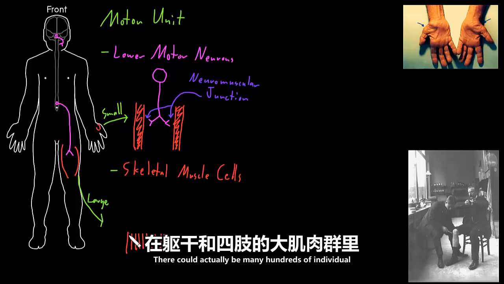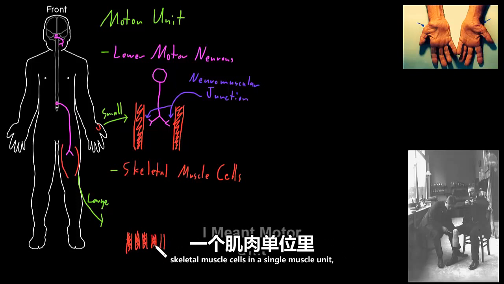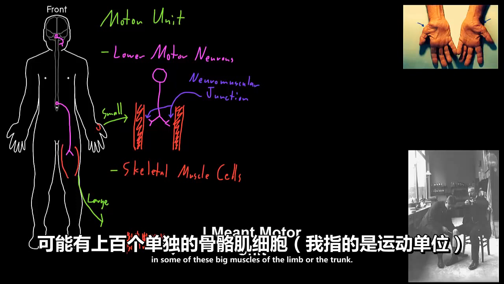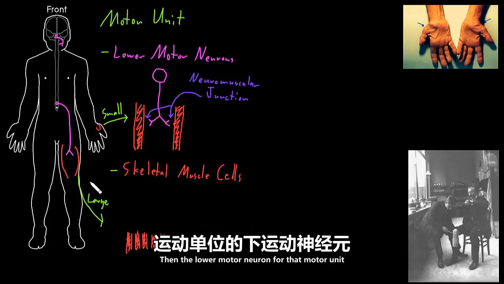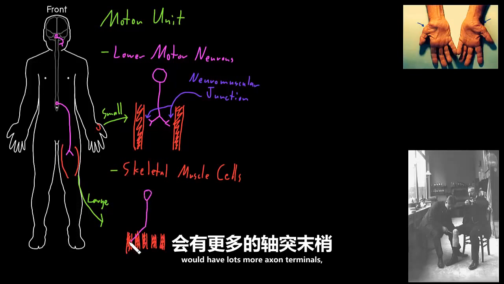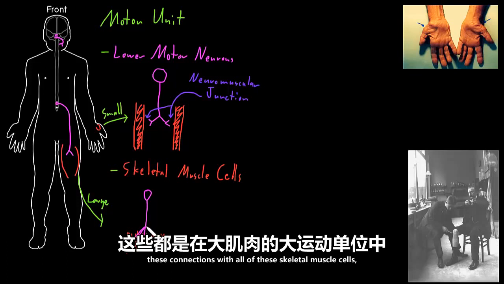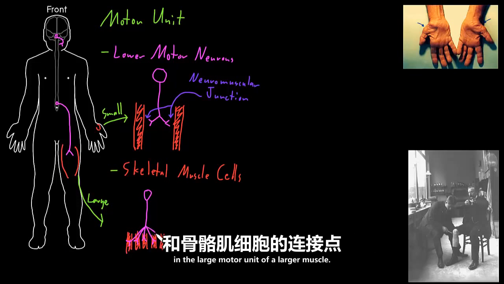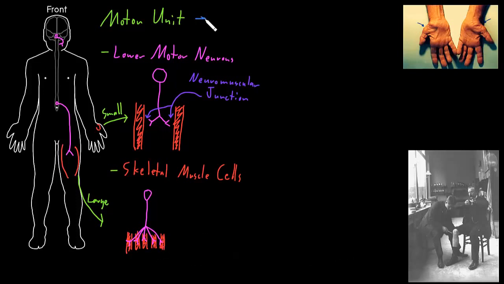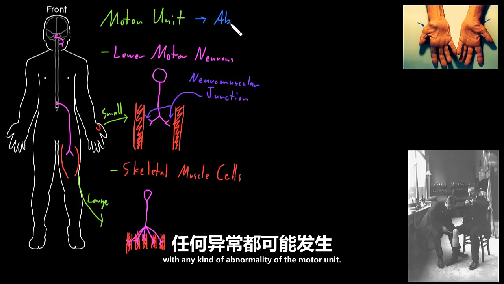And there could actually be many hundreds of individual skeletal muscle cells in a single motor unit in some of these big muscles of the limb or the trunk. And then the lower motor neuron for that motor unit would have lots more axon terminals that'll form neuromuscular junctions, these connections with all of these skeletal muscle cells in the large motor unit of a larger muscle. A number of things can happen with any kind of abnormality of the motor unit.